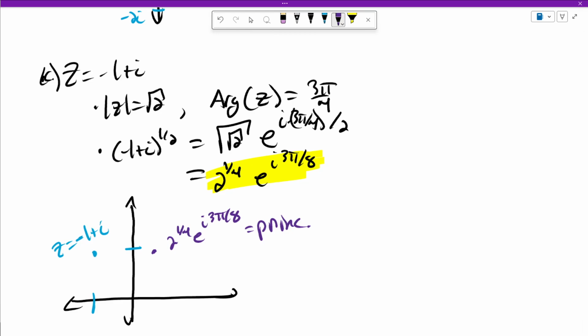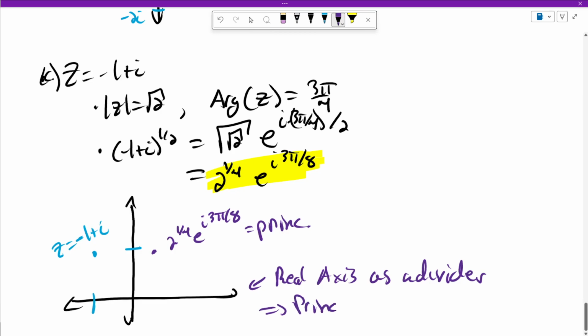We're noticing something here for the principal square root, at least. In all cases, at least in the cases we considered, if we were to imagine the real axis as like a barrier or as a divider, then the principal square root is the square root on the same side of the real axis.